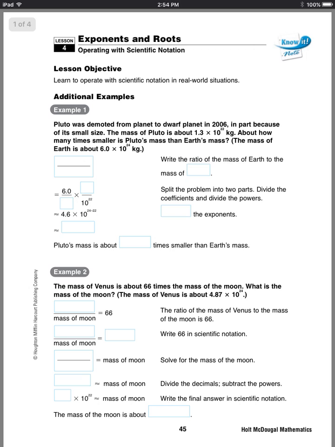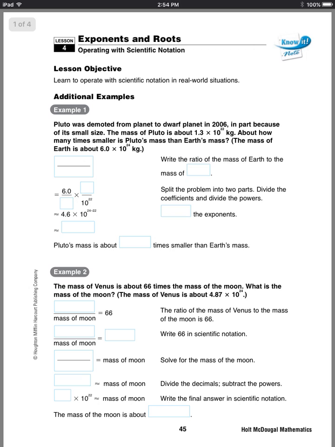Pluto was demoted from a planet to a dwarf planet in 2006, which most of you don't even remember because you were like 1. I remember, though, I was a freshman or sophomore in college.